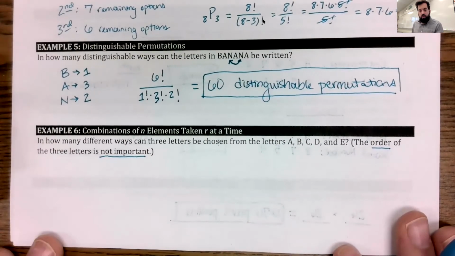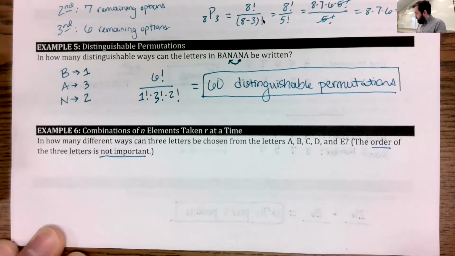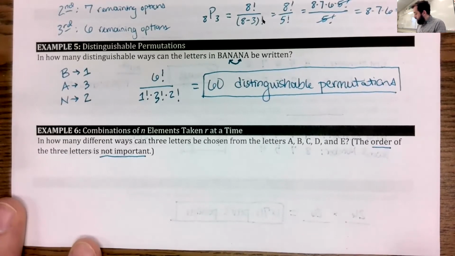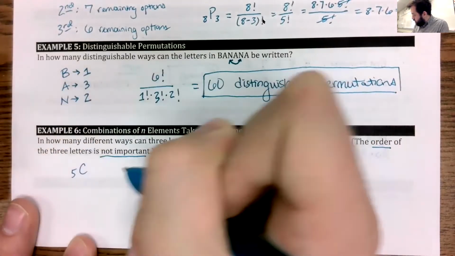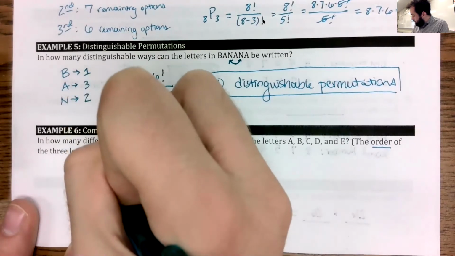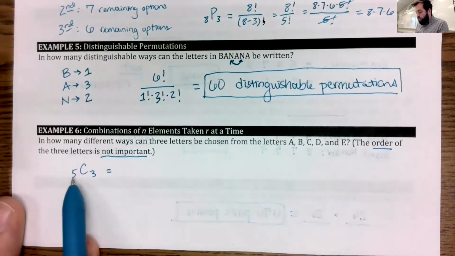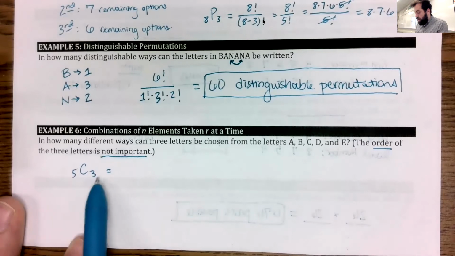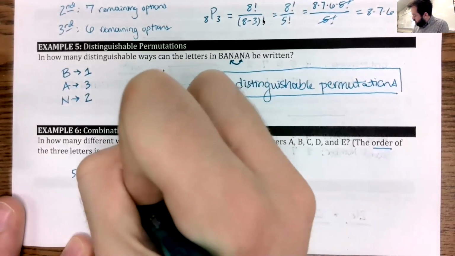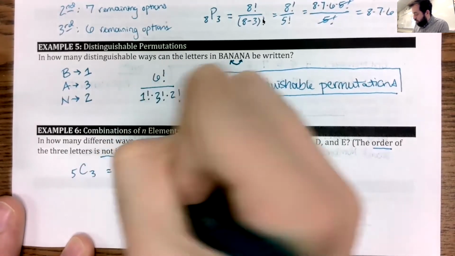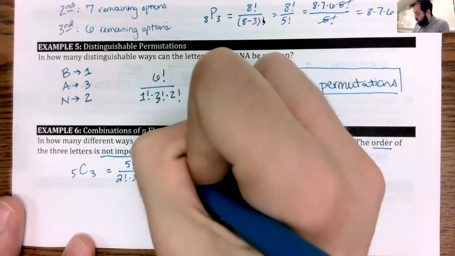So we are picking 3 letters, and the order doesn't matter. Well, if we just use the formula, there are 5 options, and we're choosing 3 of them. So you always put the bigger number first as the n, and the smaller number, the number that we're selecting, is the r. In the formula, that makes it 5 factorial over 2 factorial times 3 factorial, which equals 10.